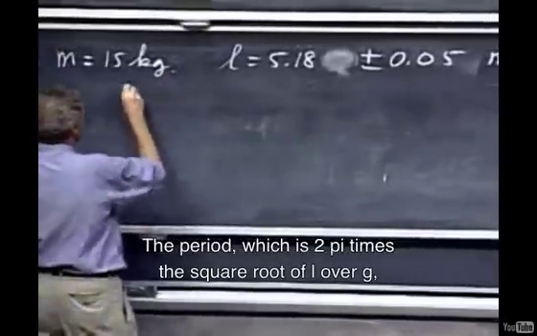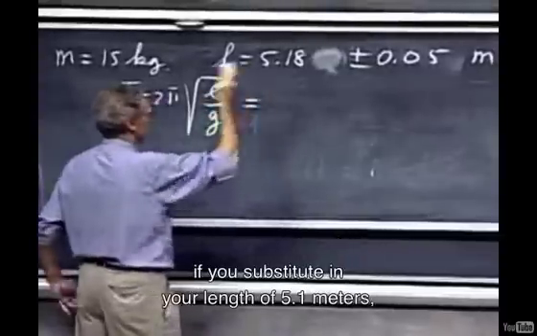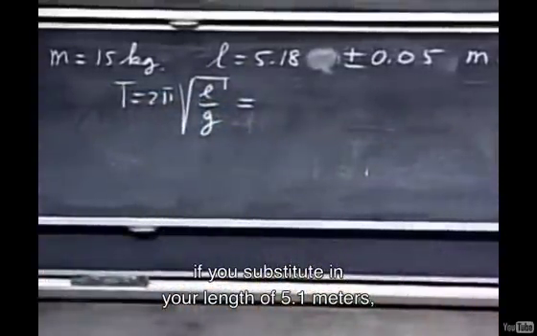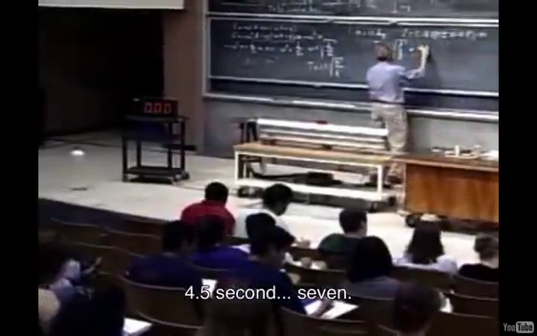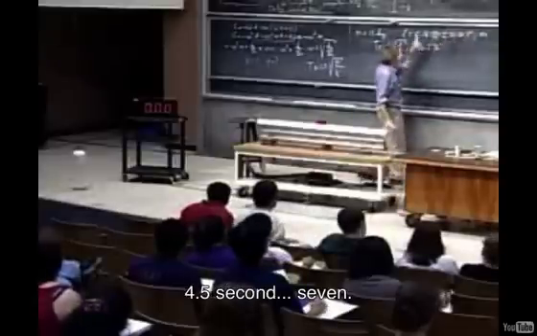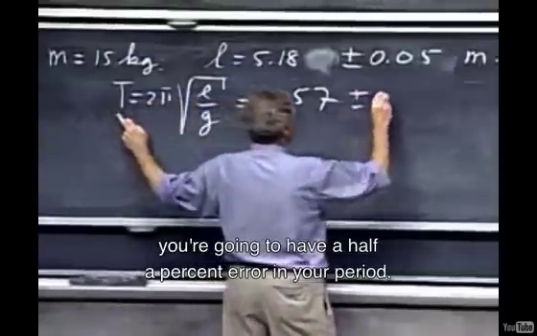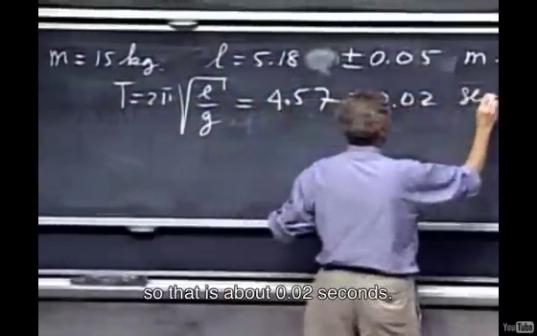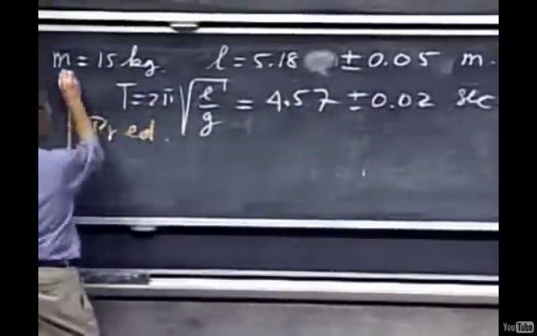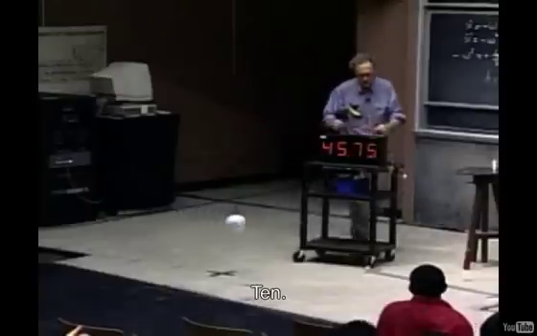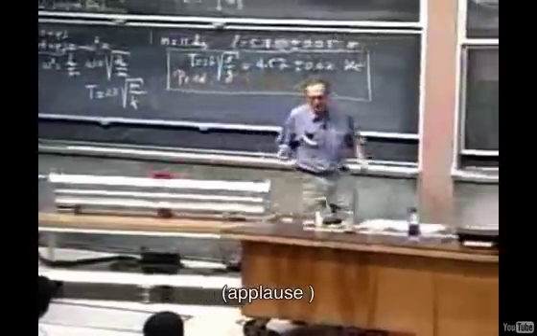The period, which is 2 pi times the square root of L over G, if you substitute in your length of 5.1 meters, you will find 4.57 seconds. Since you have a 1% error in L, you're going to have a 0.5% error in your period, so that is about 0.02 seconds. So this is my prediction. Did you expect anything else?